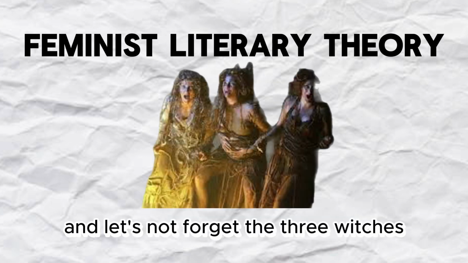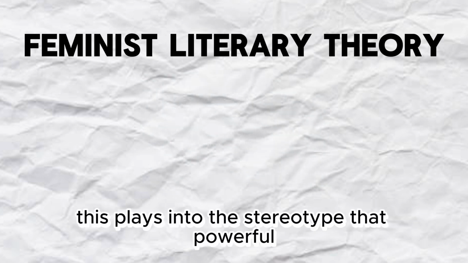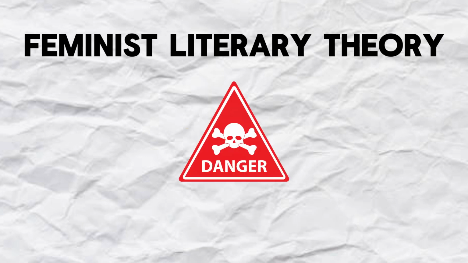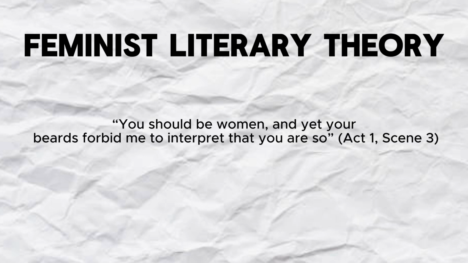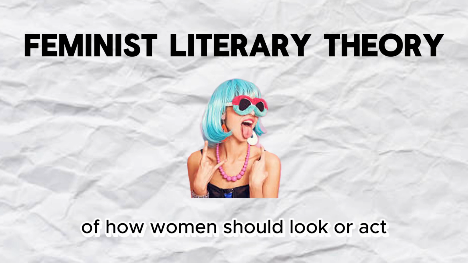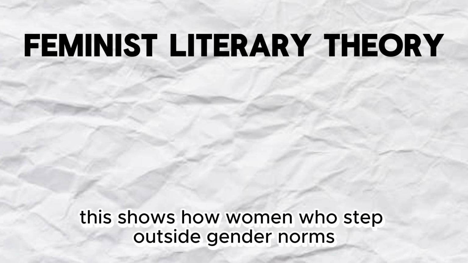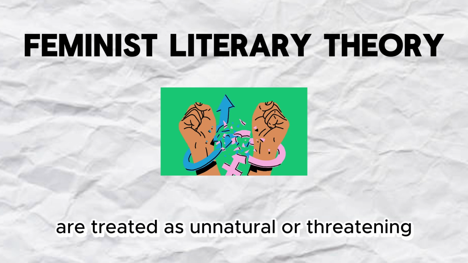And let's not forget the three witches. They're all women, and they're portrayed as dark, scary, and manipulative. This plays into the stereotype that powerful or mysterious women are dangerous and evil. There's even a moment where Banquo says, quote, "You should be woman, and yet your beards forbid me to interpret that you are so." And this is found in Act 1, Scene 3. This line suggests that the witches are unsettling because they don't fit traditional ideas of how women should look or act. From a feminist perspective, this shows how women who step outside gender norms, like being too powerful, too bold, or too strange, are treated as unnatural or threatening.